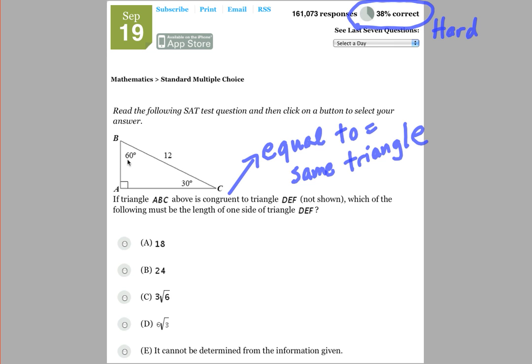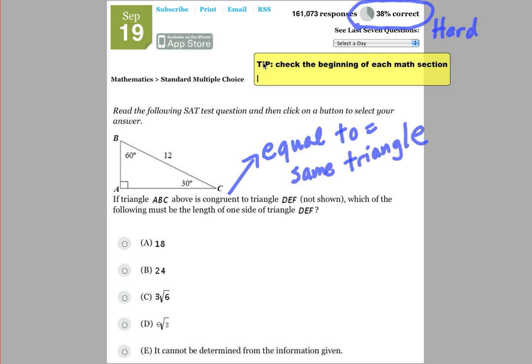So another thing you notice here is that it's a 30, 60, 90 triangle. So you want to check your formulas at the beginning of each section for a list of some geometrical formulas. So let's add that tip here. So tip, check the beginning of each math section for a list of geometrical formulas. Now the 30, 60, 90 triangle is on this list.